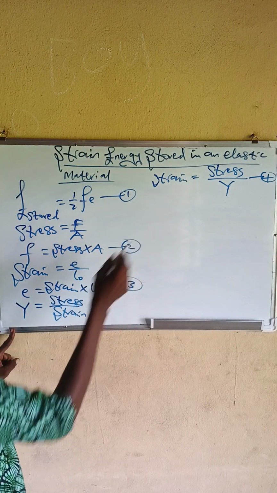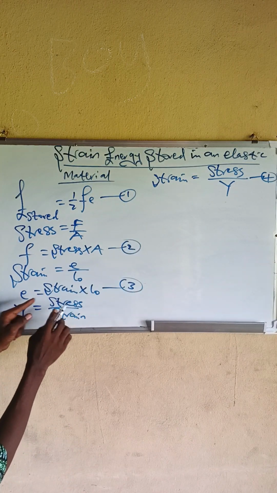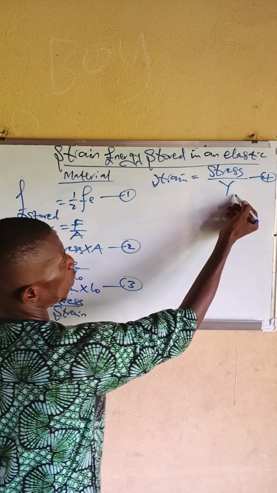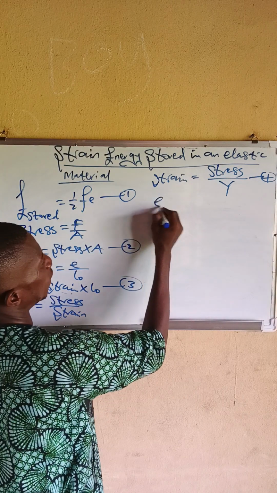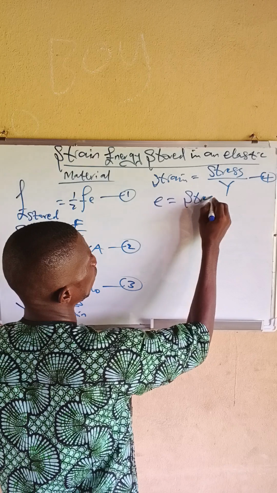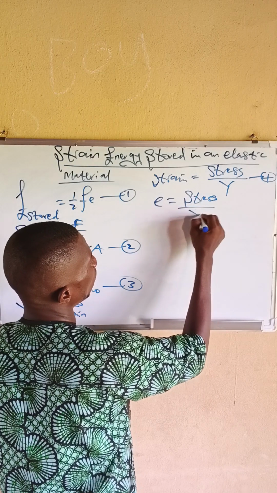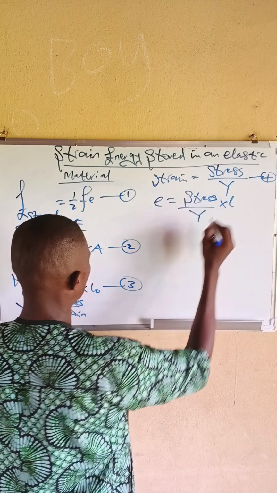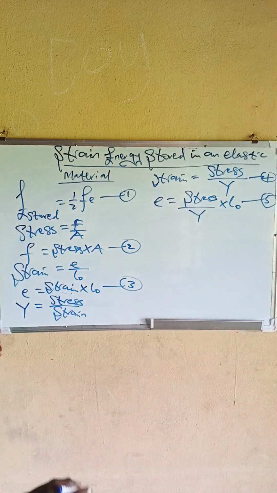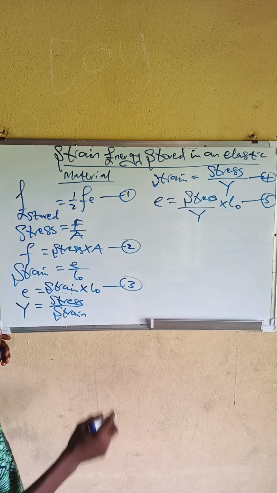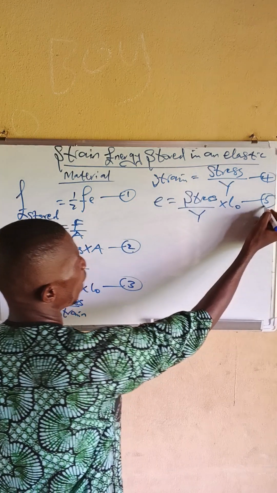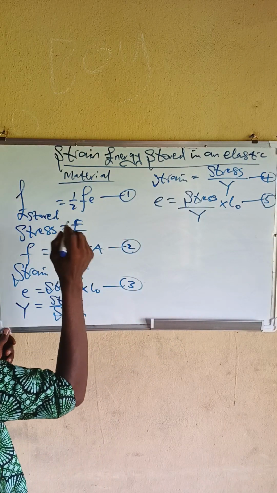Substitute equation 4 into equation 3. So meaning that wherever you see strain, you substitute stress over your modulus. So the extension becomes strain, which is stress over your modulus multiplied by L0. Call this equation 5.